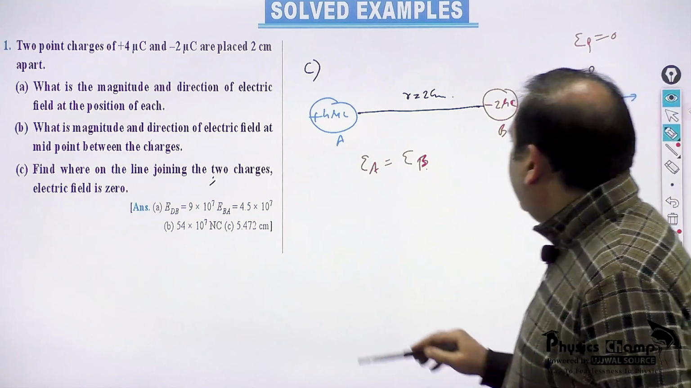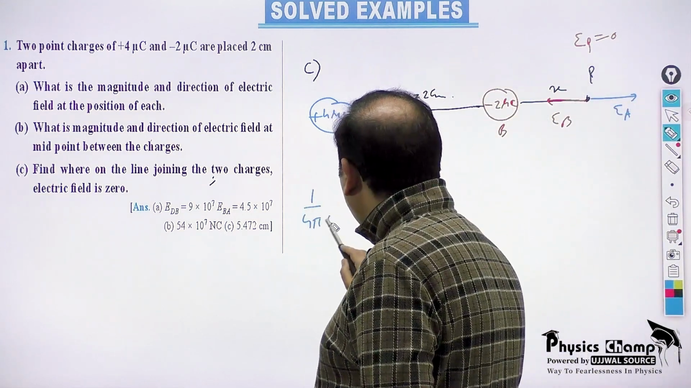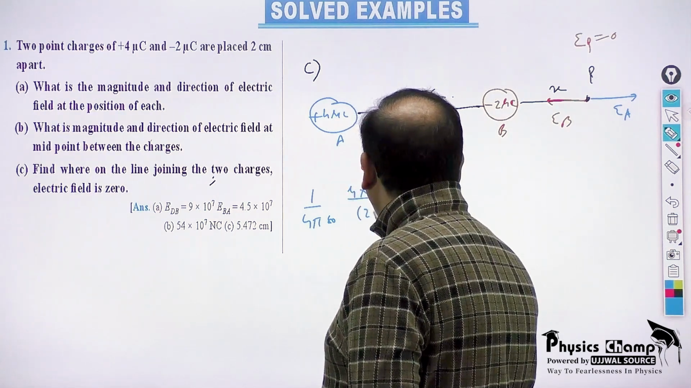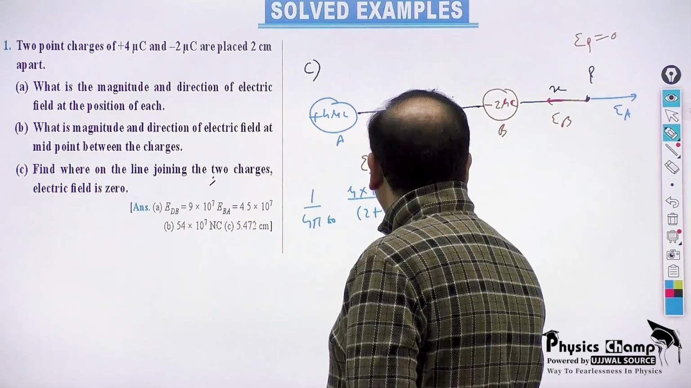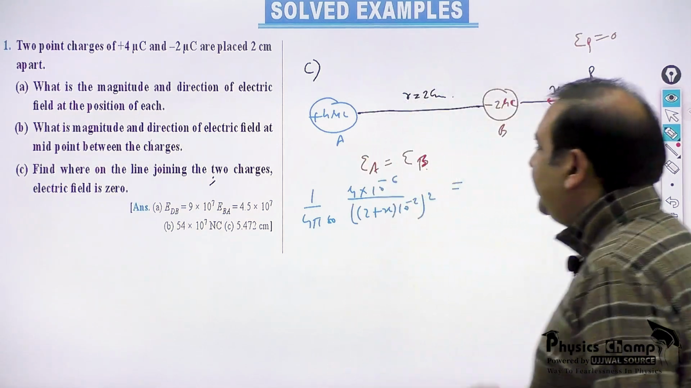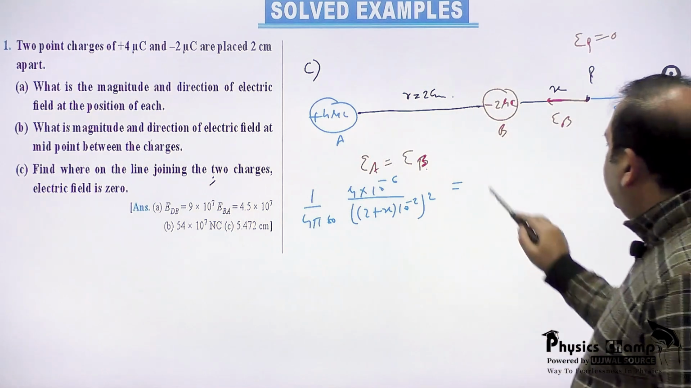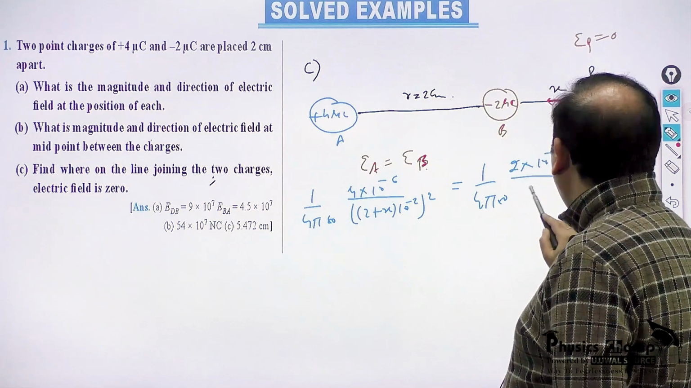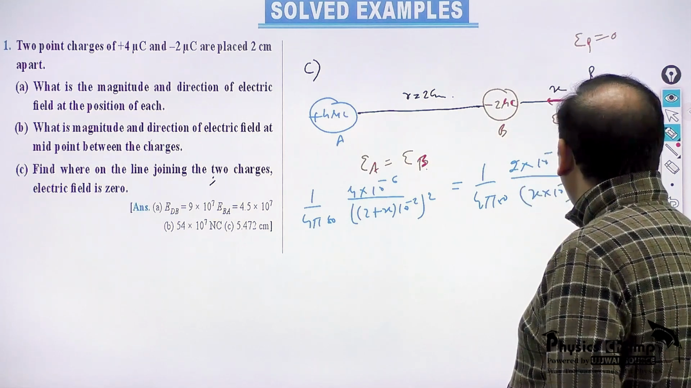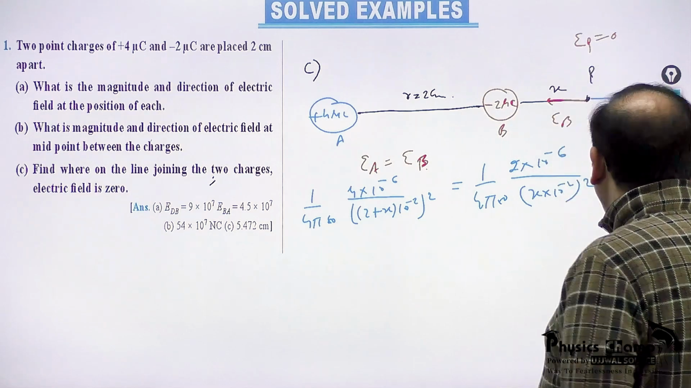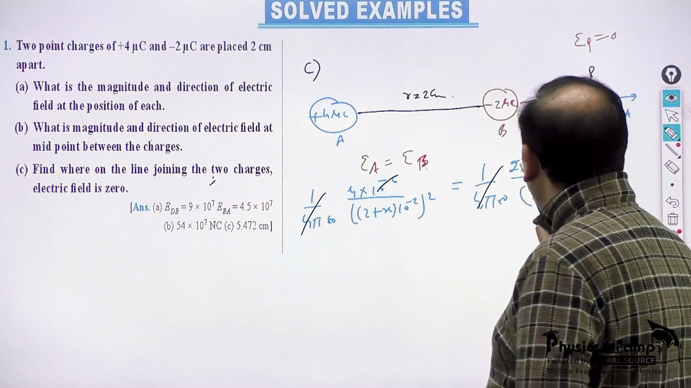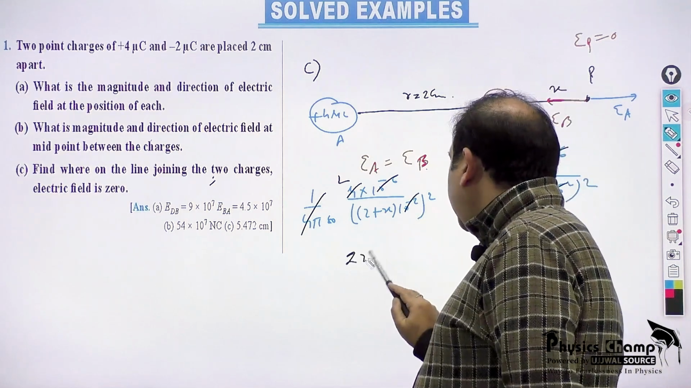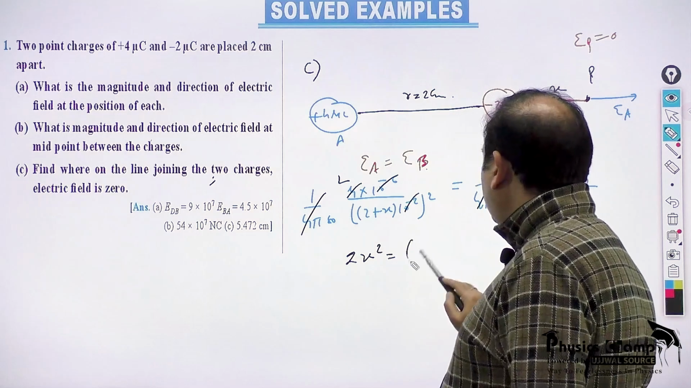EA will have a value 1 by 4 pi epsilon naught, or 9 into 10 to the power 9, 4 into 10 to the power minus 6 divided by (2 plus x) into 10 to the power minus 2, whole square. And EB will be 1 by 4 pi epsilon naught, 2 into 10 to the power minus 6 divided by (x into 10 to the power minus 2) whole square. So we can finally say 2x square is equal to (2 plus x) whole square.